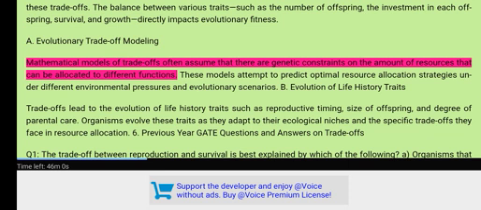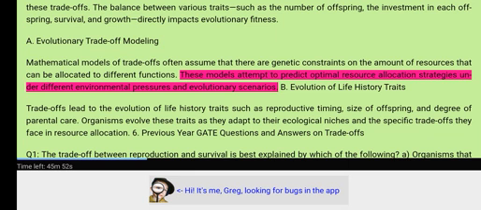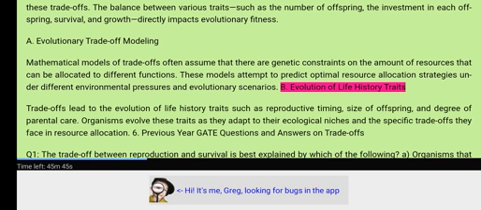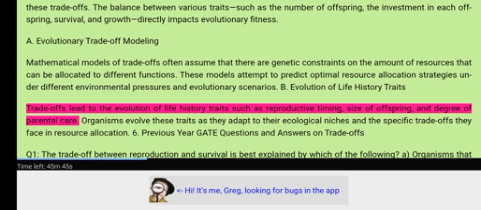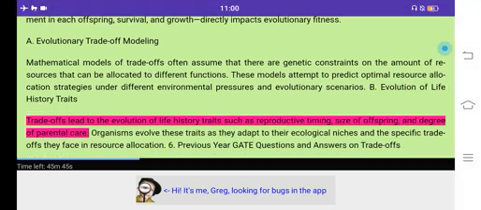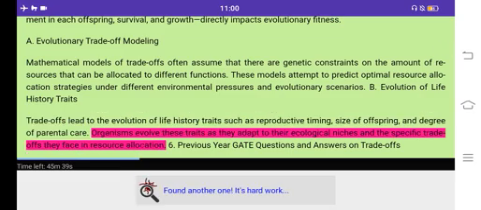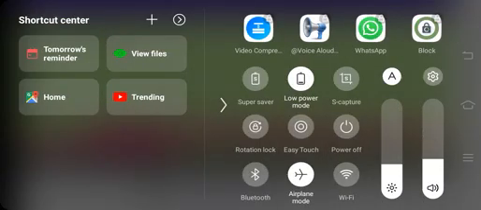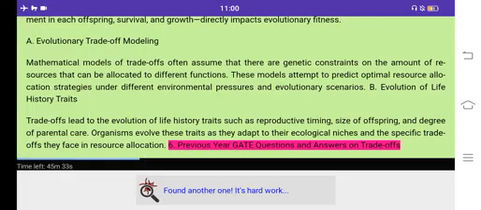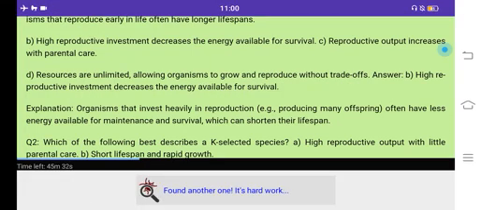Mathematical models of trade-offs often assume that there are genetic constraints on the amount of resources that can be allocated to different functions. These models attempt to predict optimal resource allocation strategies under different environmental pressures and evolutionary scenarios. B. Evolution of life history traits. Trade-offs lead to the evolution of life history traits such as reproductive timing, size of offspring, and degree of parental care. Organisms evolve these traits as they adapt to their ecological niches and the specific trade-offs they face in resource allocation.